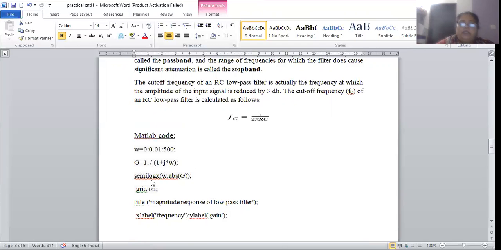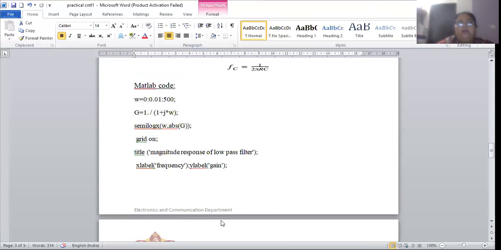Now we have plotted the gain with respect to frequency. We want the gain to be plotted on a semilog scale, so we have used the command semilogx of w and the absolute value of the gain. It will plot this magnitude graph, and we have put the grid on. We have given the title as magnitude response of the low pass filter. We have labeled the X label as frequency and the Y label as gain.